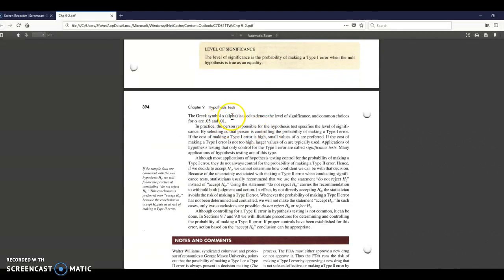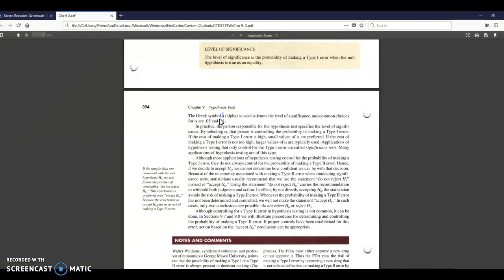We use a Greek symbol alpha to indicate this level of significance. We pick this on our own. We may have a committee, we may use previous research to see what has been acceptable in the past as a level of significance. There's a number of factors which might lead us to choose some level of significance, and that's the probability of making a type 1 error. And there are some common choices: 0.1, 0.05, 0.01. So a 10, a 5, or a 1% chance of making a type 1 error.